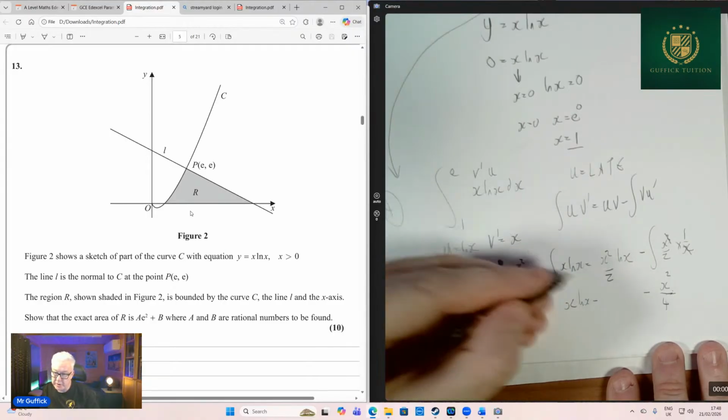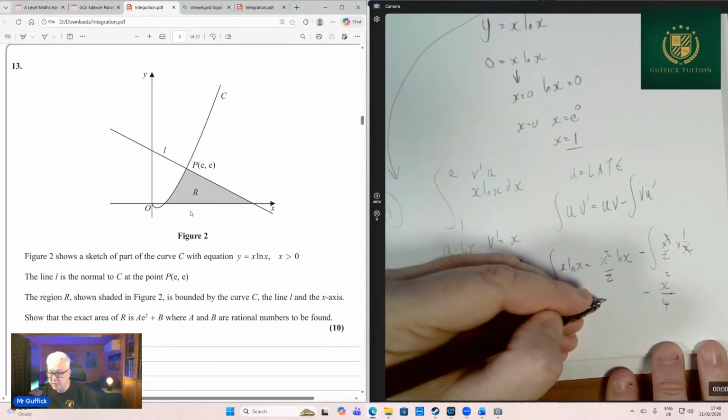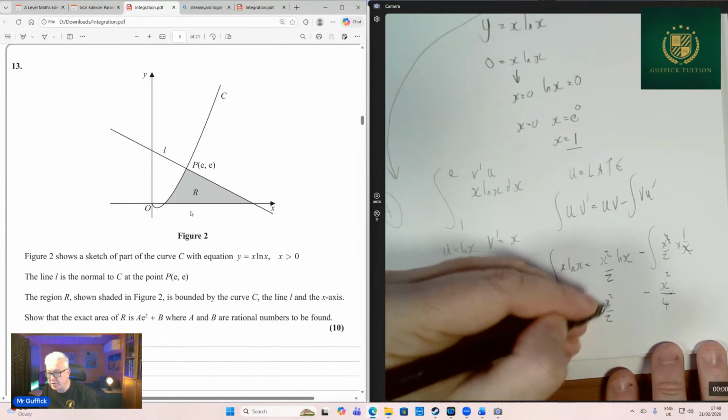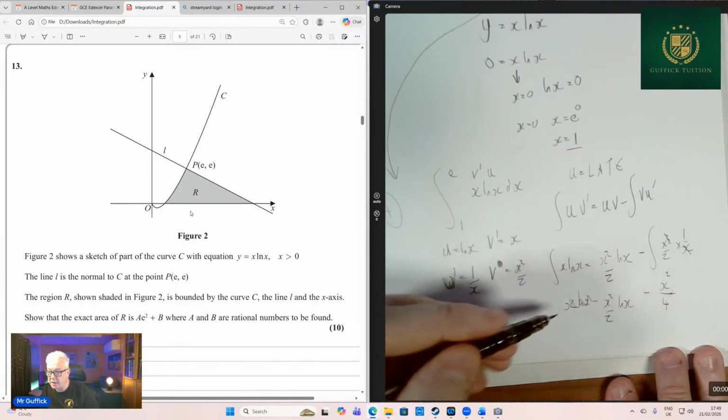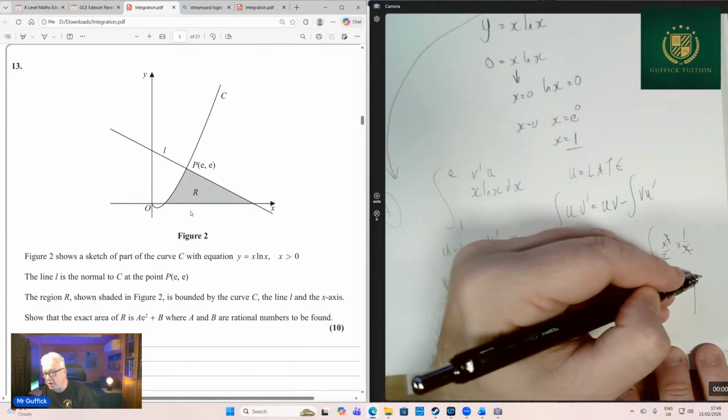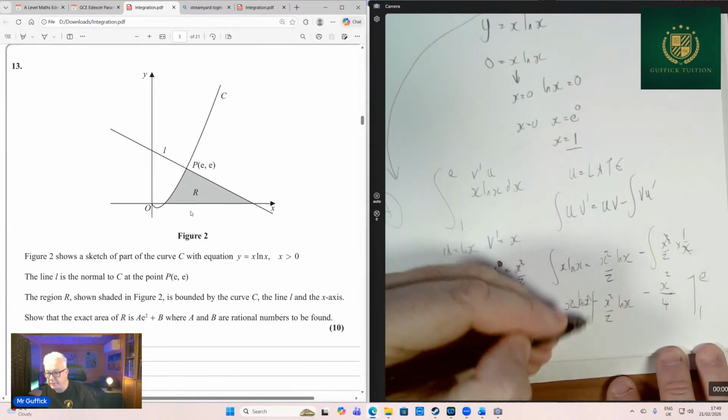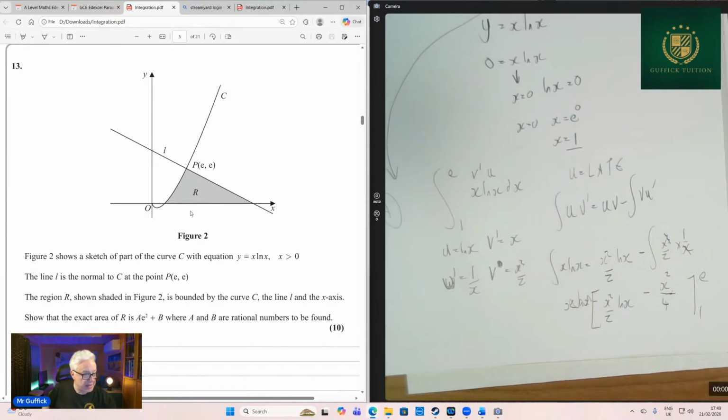Okay, that's fine. So the integral is going to be x squared over 2 times by ln x minus x squared over 4, and we're evaluating that whole thing between e and 1. Okay, all right, that's fine. So let's do that. I'm just going to check that that's looking good.